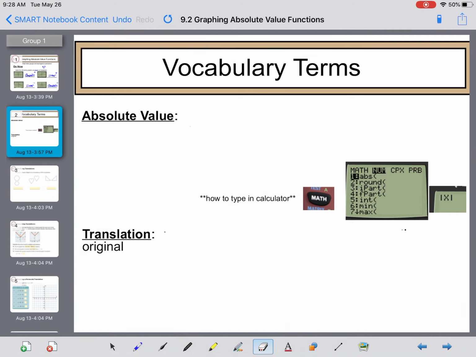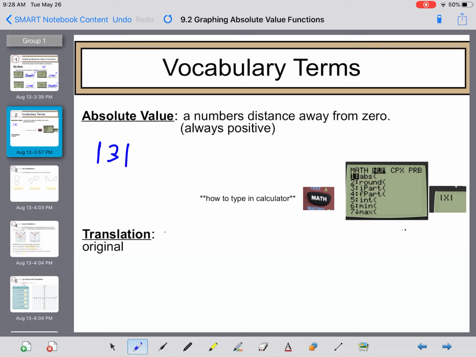Vocabulary terms. Feel free to pause when I reveal the definition, if you need to take your time to write it out. Absolute value: a number's distance away from zero. Always positive. Always positive.